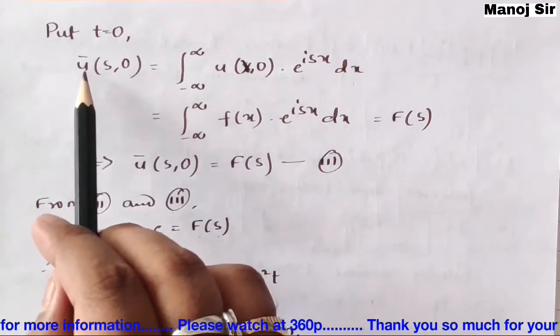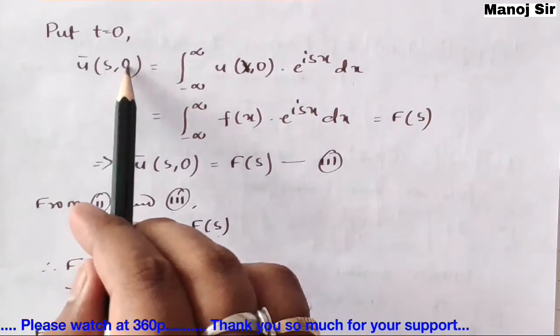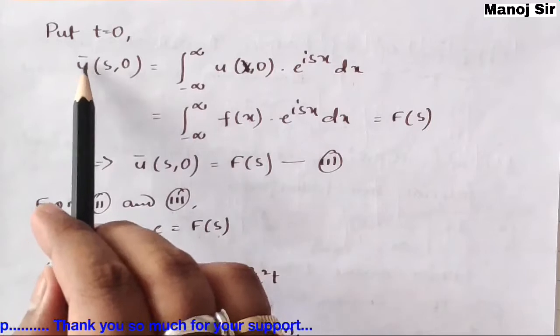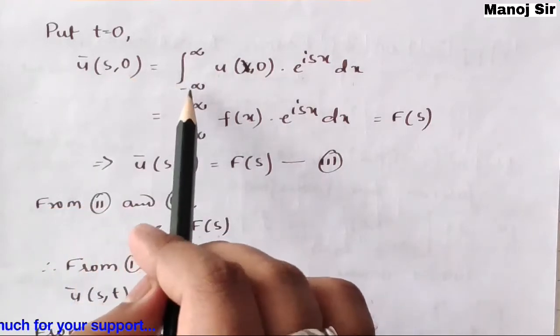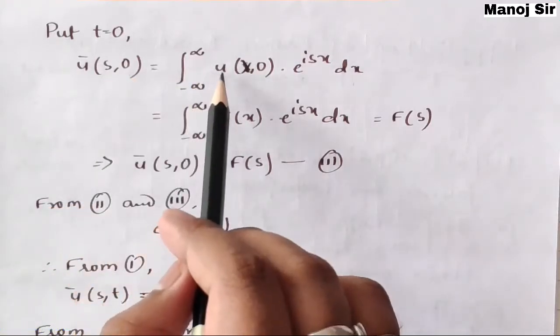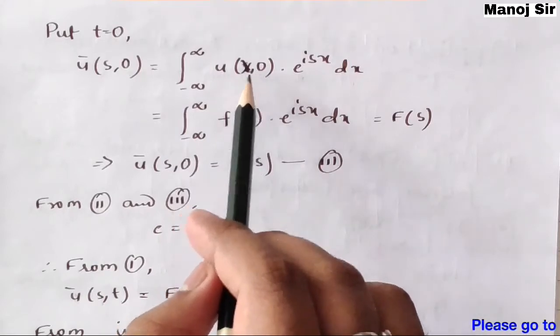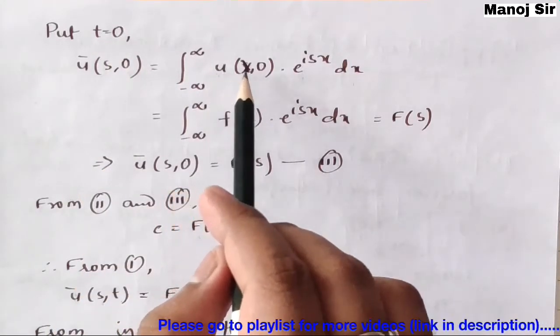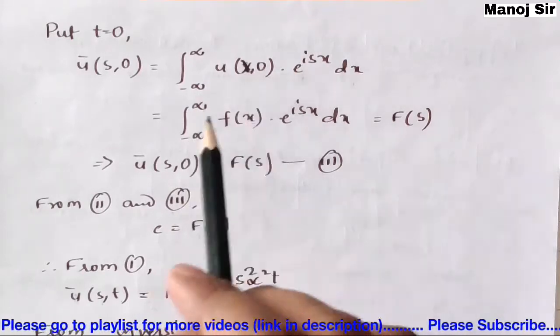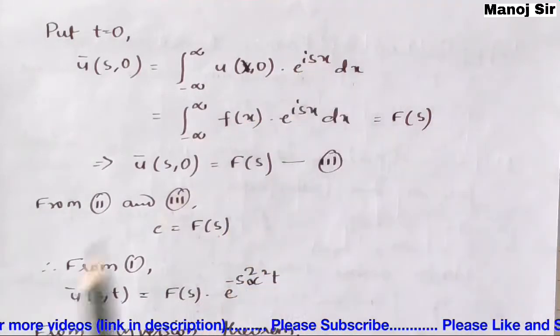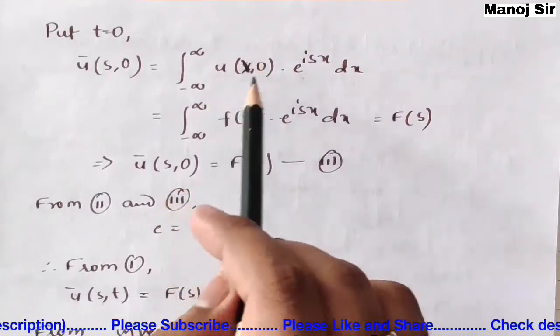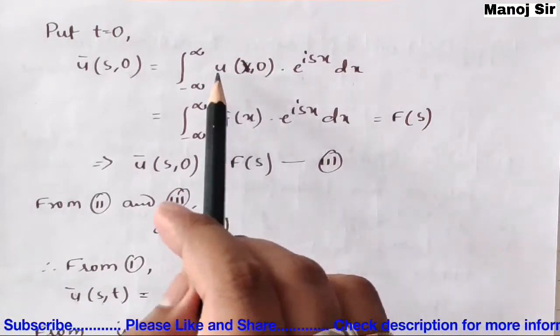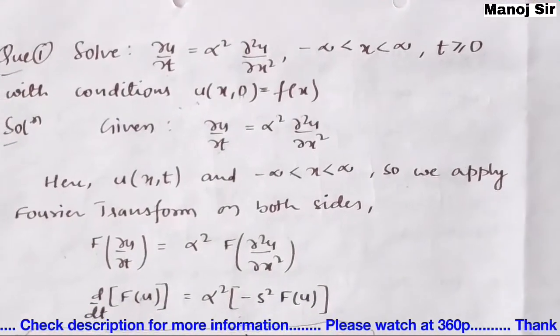Here we had u bar of s comma t, but with t equal to 0, this will become u bar of s comma 0 equals integration from minus infinity to plus infinity of u of x comma 0 into e to the power i s x dx. Now, this is my f of x, as per the question. Yes, here you can see in the question it is given.